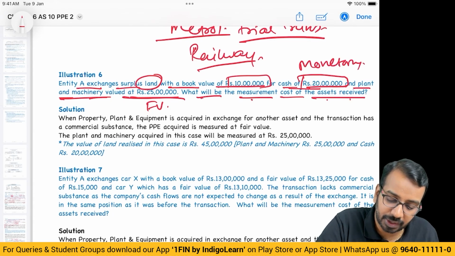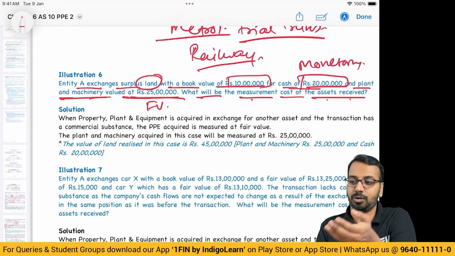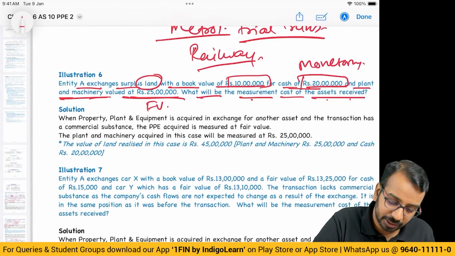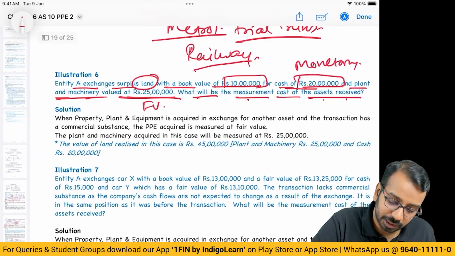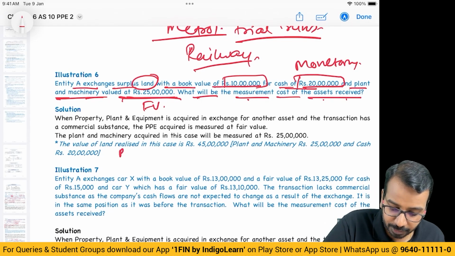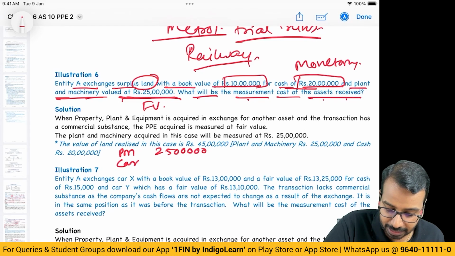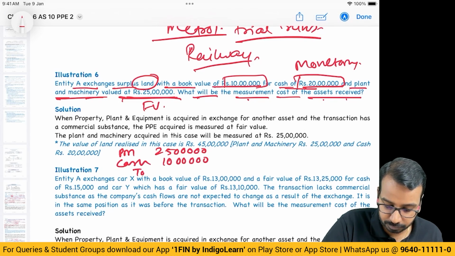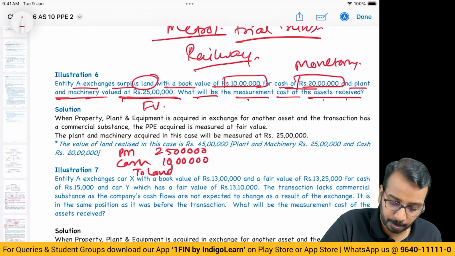What will be the measurement of asset received? 20 lakhs cash received, you will show at 20 lakhs, and the plant and machinery fair value 25 lakhs. So what will you do? You will say plant and machinery 25 lakhs, cash 10 lakhs, to land how much? 10 lakhs.